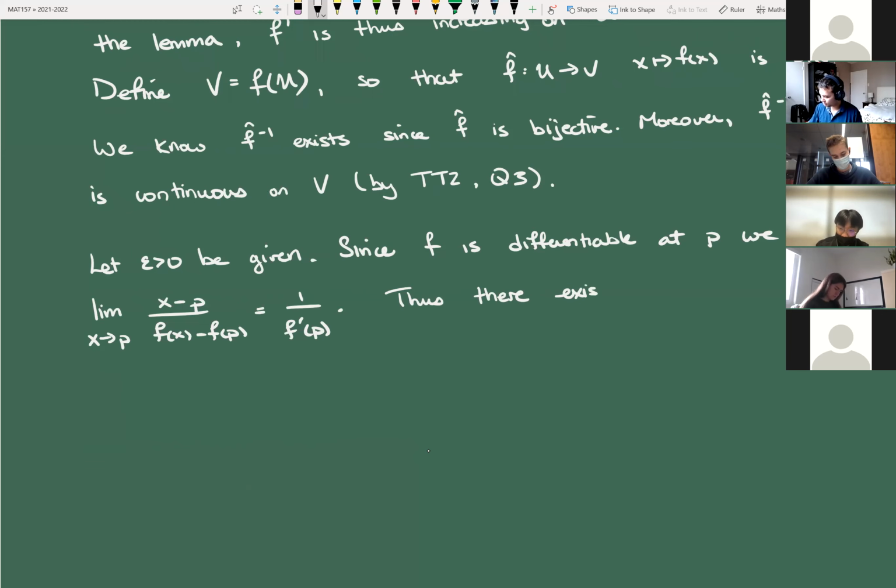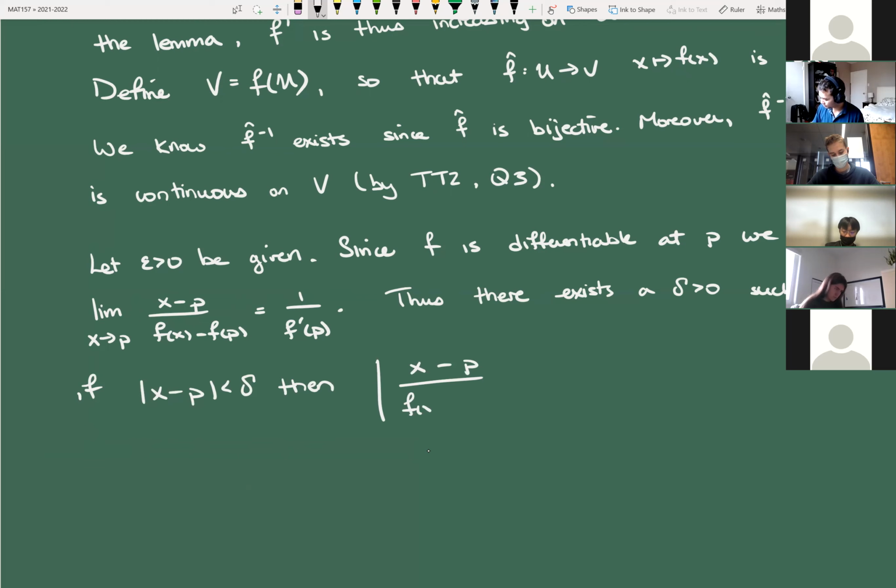Thus, there exists a delta greater than 0 such that... So what I'm going to do now is write this limit that I just wrote down in terms of the epsilon delta definition. Such that, and actually this is continuous, so I don't even need the 0 less than here, such that if |x minus p| is less than delta, then this gross thing, |(x minus p) over (f of x minus f of p) minus 1 over f prime of p|, is less than epsilon, right?